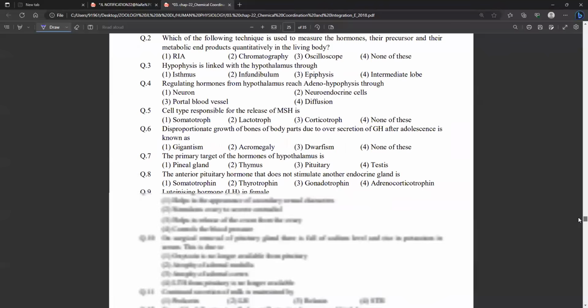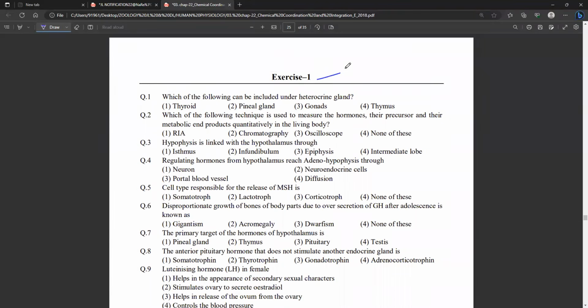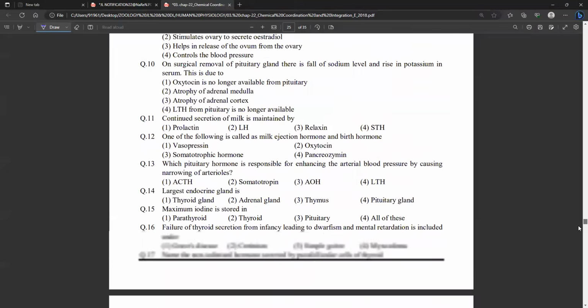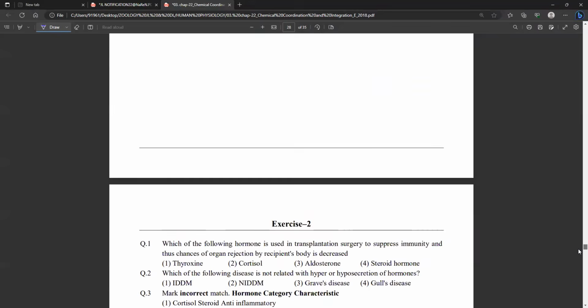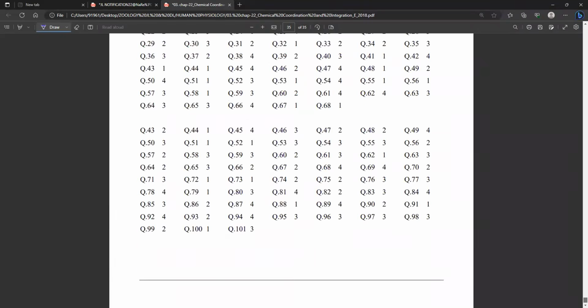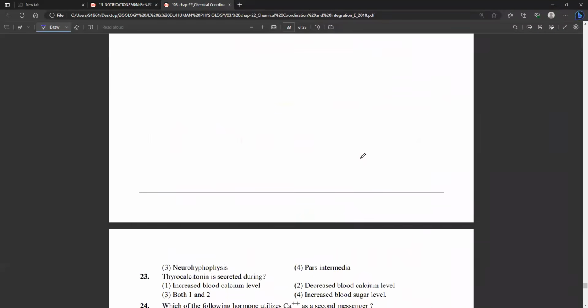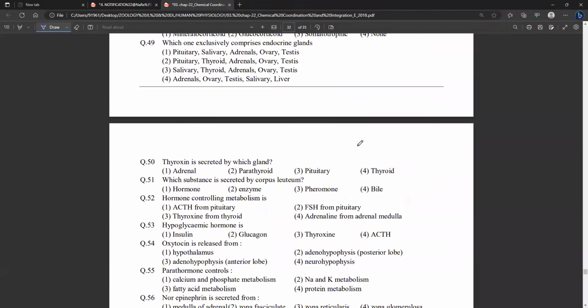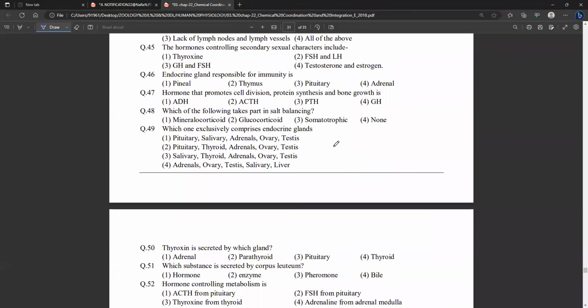So friends, after that you have 3 exercises. Exercise 1 is easy, exercise 2 is moderate, exercise 3 is difficult. I have covered more than 400 to 500 questions from here itself, which include Telugu Academy based questions as well as NCERT level questions. Apart from these 400 to 500 questions, on YouTube I will solve another 100 to 150 questions from every system in human physiology.